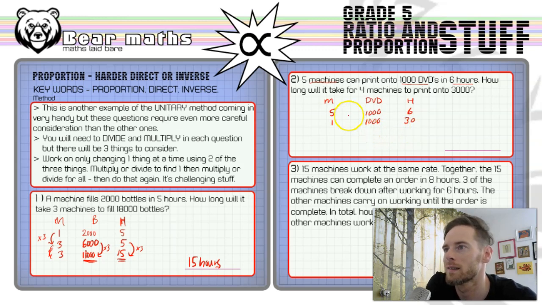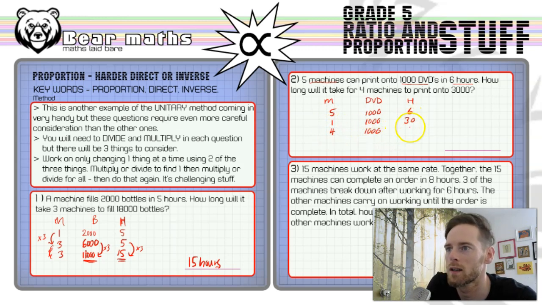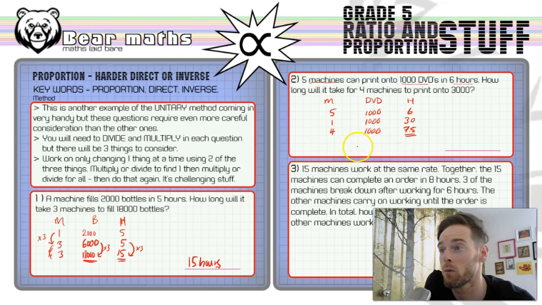Then we're going to look at changing something else, and that's going to be turning that into 4 machines now. So let's turn that into 4 machines and how long they would take to do 1,000. What we can do with the 30 is divide that by 4, because it's going to be a quarter of the time effectively. So a quarter of 30, half it and half it again, that's going to be 7.5 hours. So they take 7.5 hours to do 1,000.